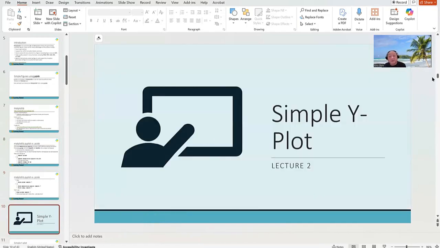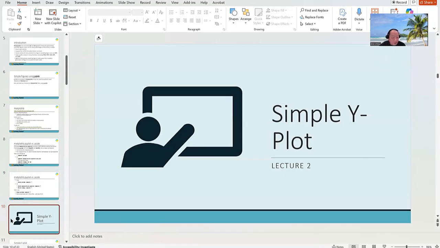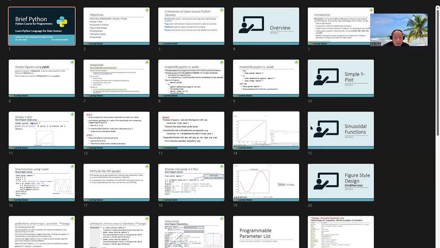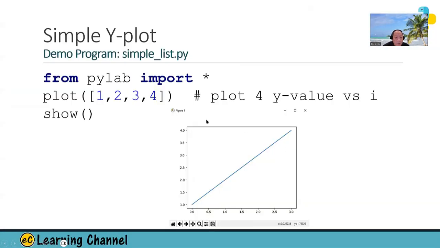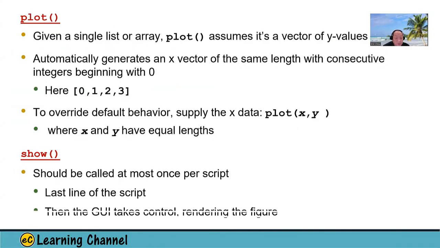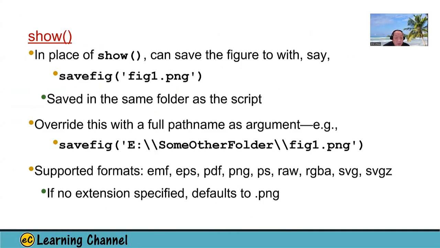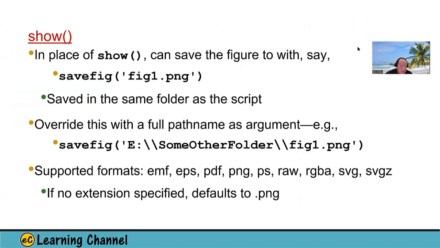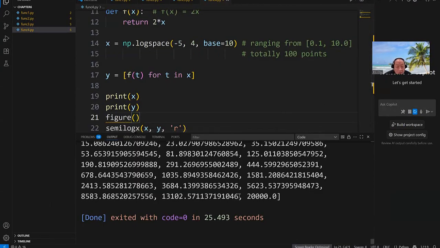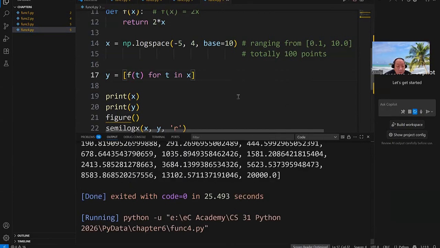Now, next we do a simple Y plot. Next, we're going to teach you how to decorate your chart. For a simple Y plot, from Pylab import star, you plot 1, 2, 3, 4, you plot, show. That's it. That's the plot function. We also taught you the so-called linear chart and scatter chart before, just giving you different ideas for the chart. Let's run it one more time.